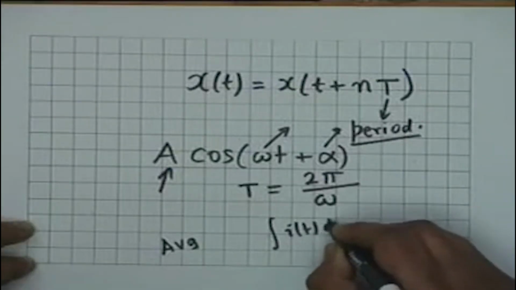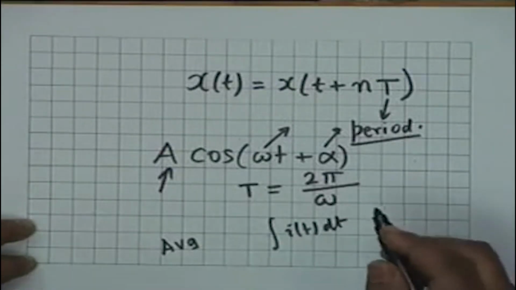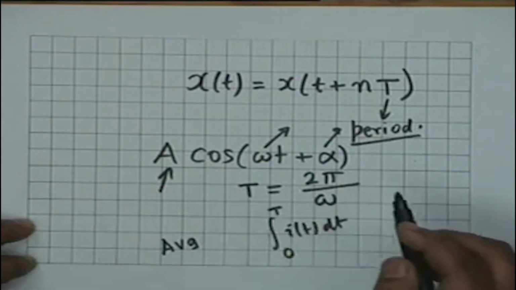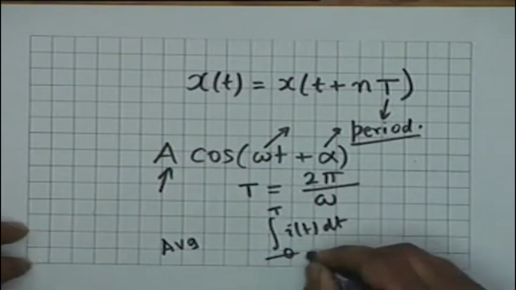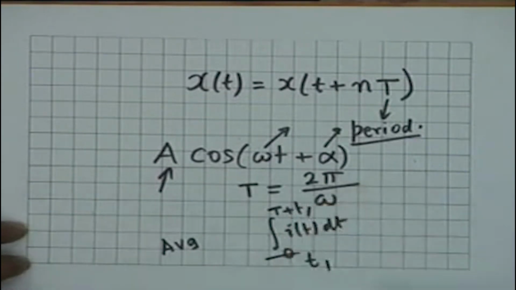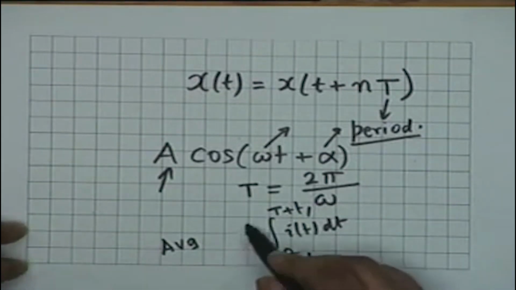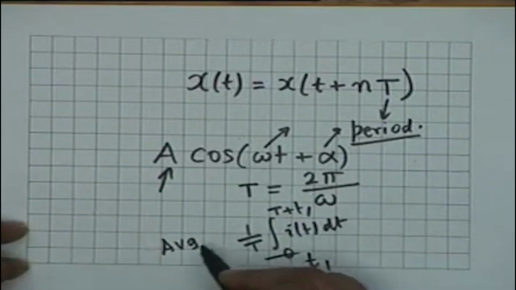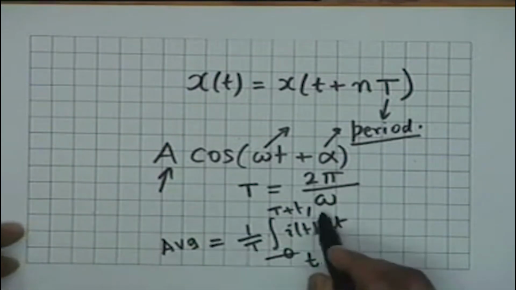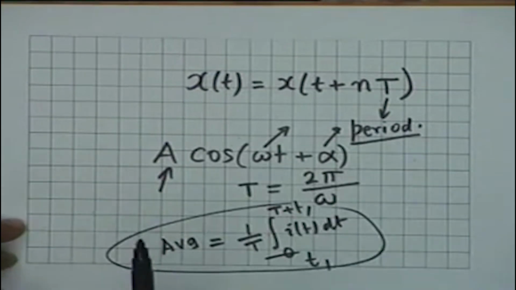One of the parameters that we had discussed last time was the average value. If it is a current waveform, then it is the integral of i(t) dt over one complete period. It could be 0 to capital T, or any arbitrary time t1 to capital T plus t1. That is the area under the curve for one period, averaged over the period T. This is the average value, one of the parameters of a periodic wave.